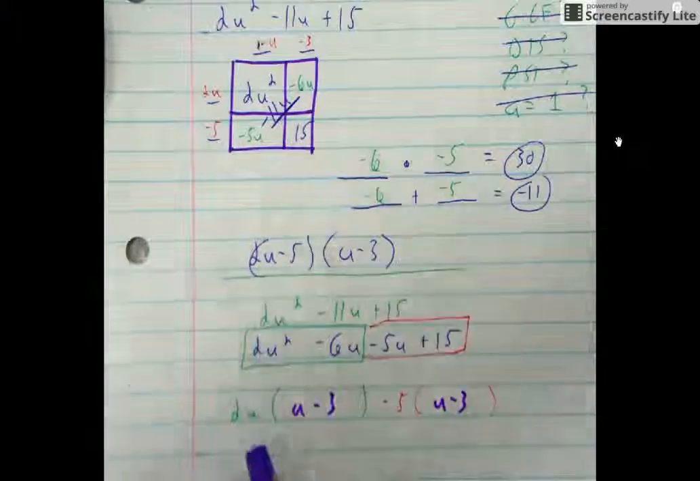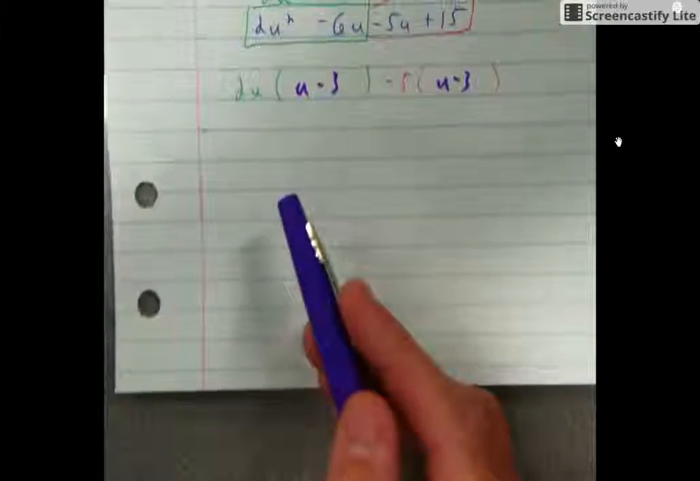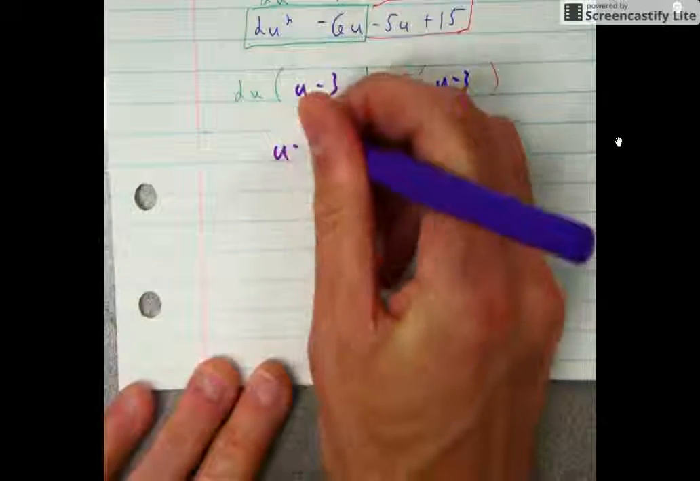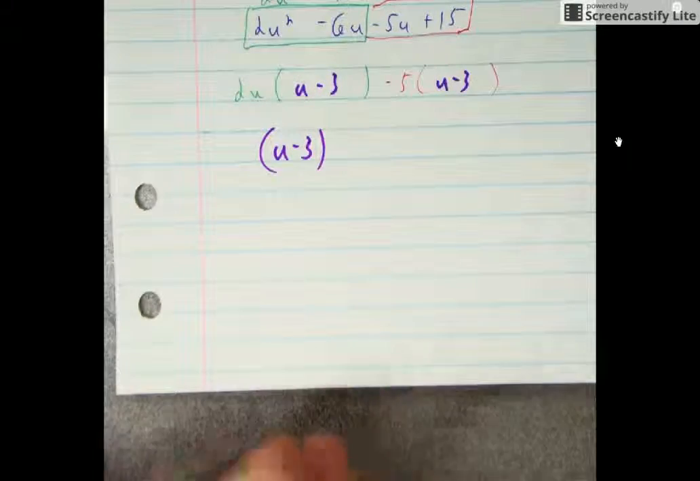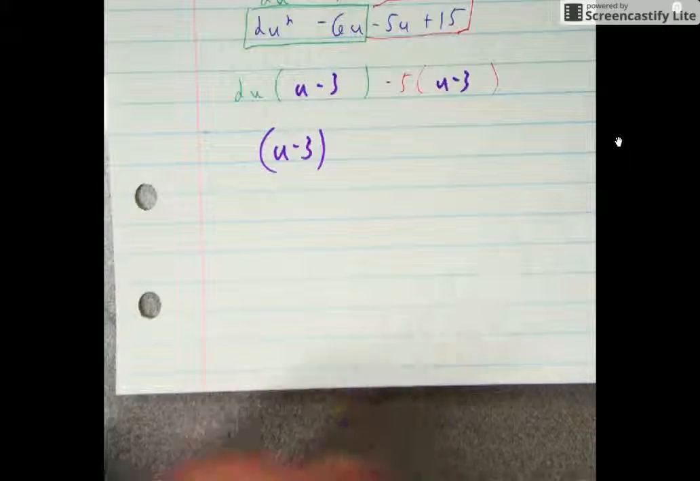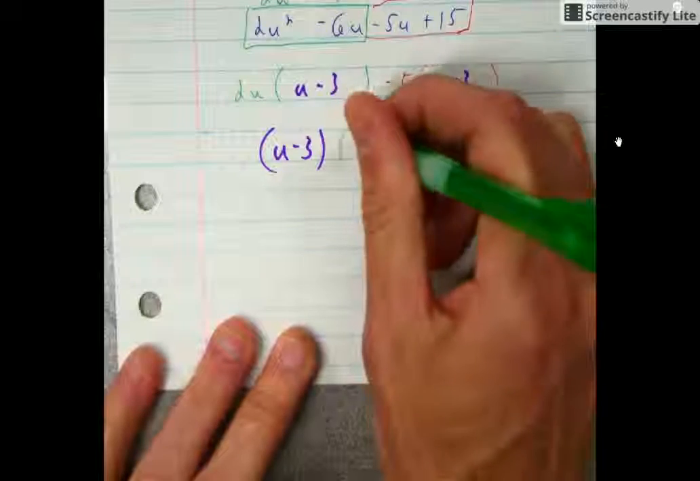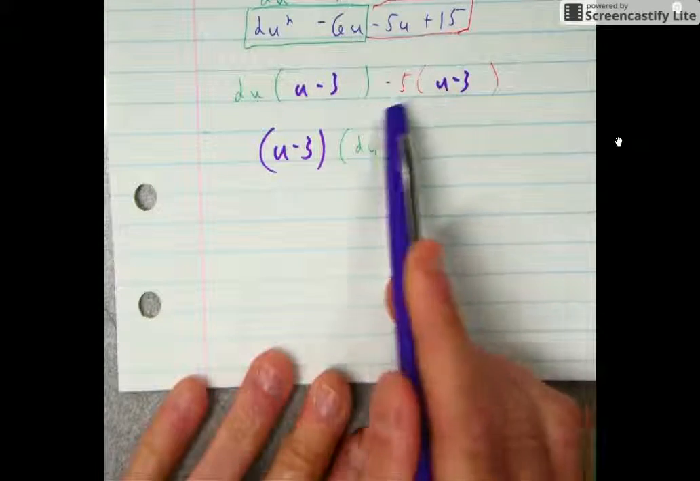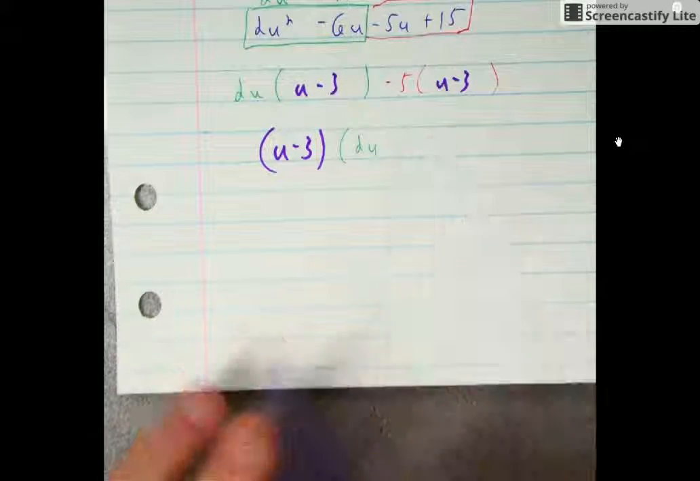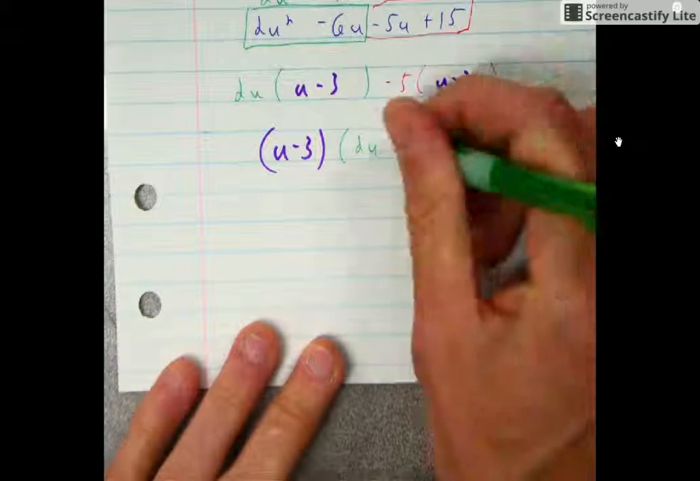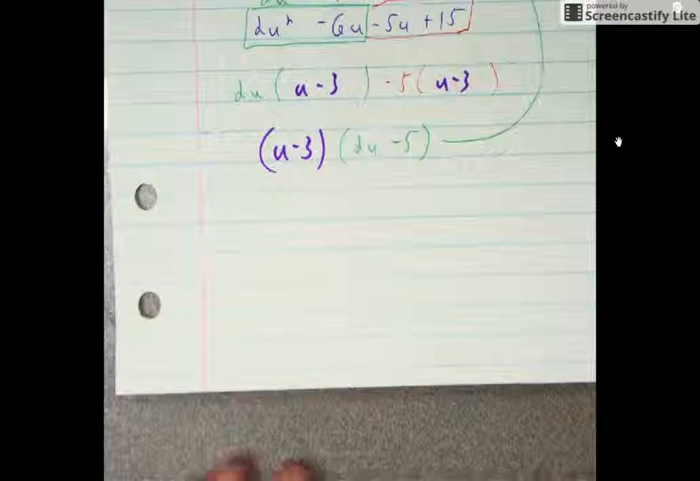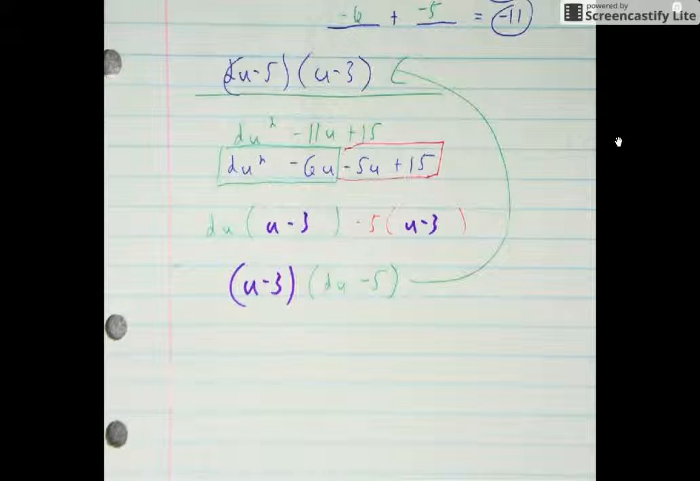So I have this expression, and I'm going to factor out. They each have this common factor of a u minus 3. I take out the u minus 3 factor from this product. I must have a 2u left over. Take out the u minus 3 factor from this product, then I must have a negative 5 left over. And notice it is the same as what we got originally.